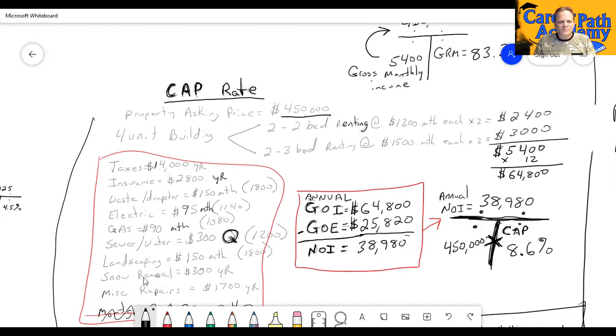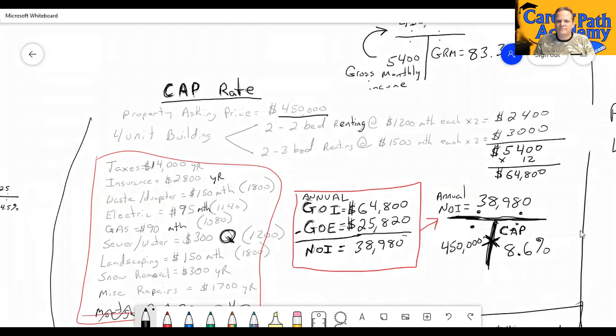Plus, that's kind of cheap. Landscaping, having them cut the grass and take out the garbage or whatever. There's ways to cut back on the expenses that could give you a higher return. The cap rate.